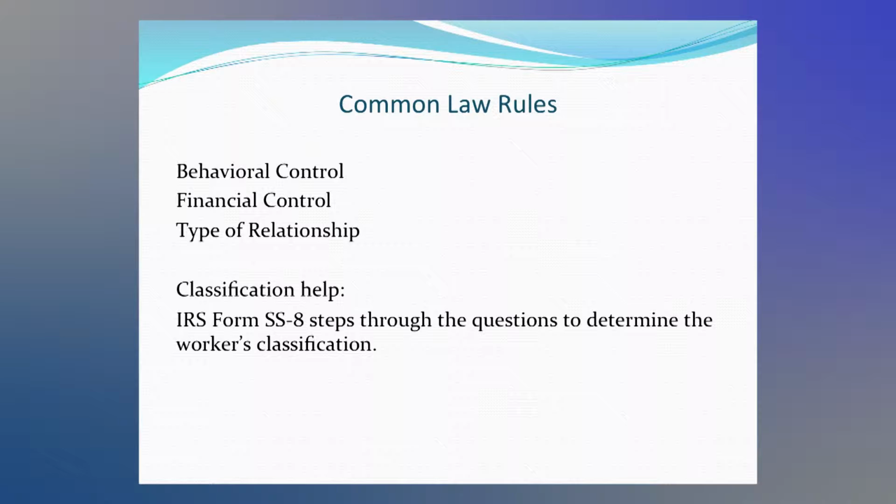So there are some common law rules that have been established by the IRS that help the employer determine whether or not a worker is a 1099 type employee or contractor, or a regular person that they employ and take taxes out on. So the three categories are behavioral control, financial control, and the type of relationship that the employer has to the worker. Further help can be found on this whole topic by going through the SS-8 form, which is available at the IRS site.